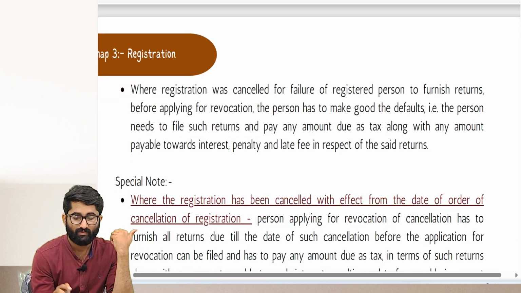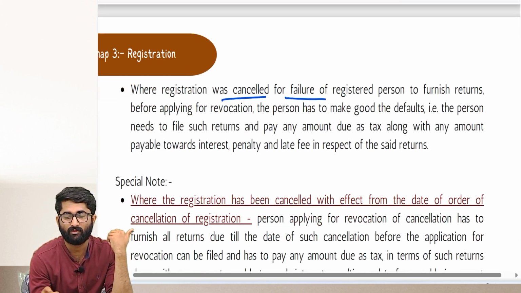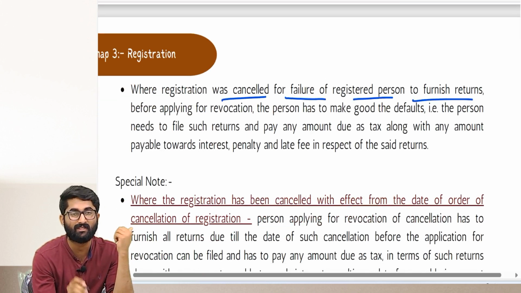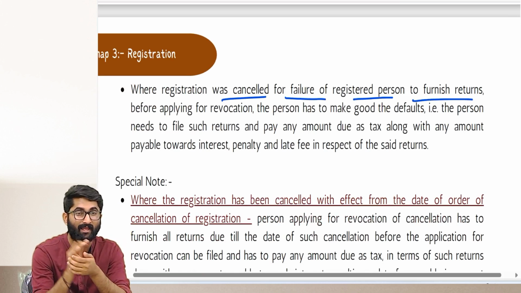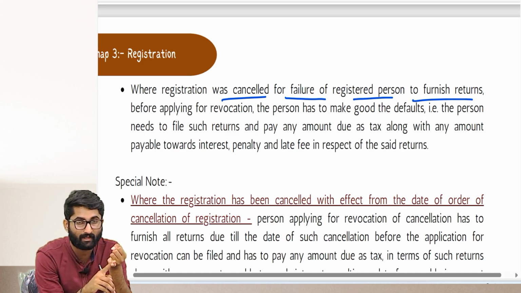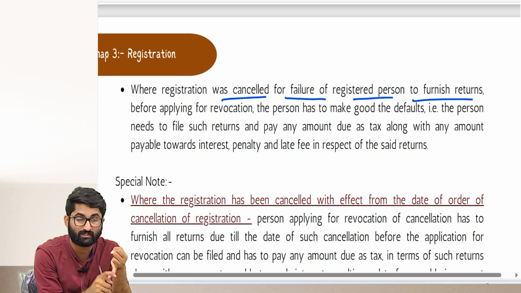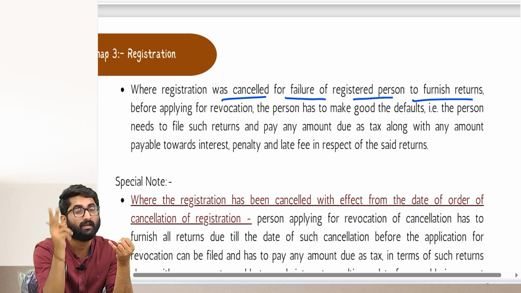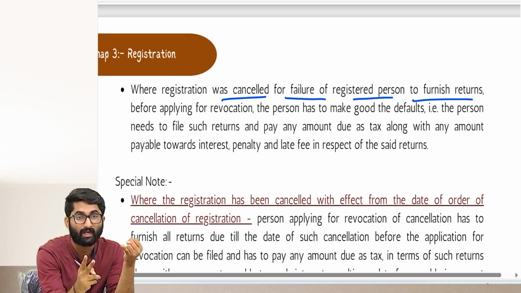Okay, sir. Where the registration was cancelled for failure of the registered person to furnish the returns. Remember section 29. That's why I revised that section first. So, if you don't file the return for 2 consecutive periods, if you are a regular registered person, and under the QRMP scheme.